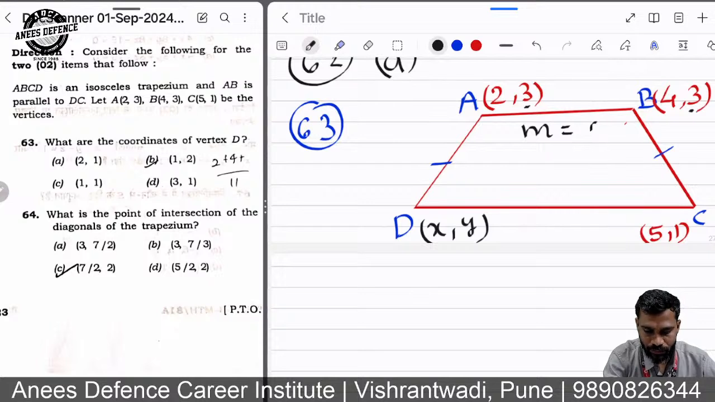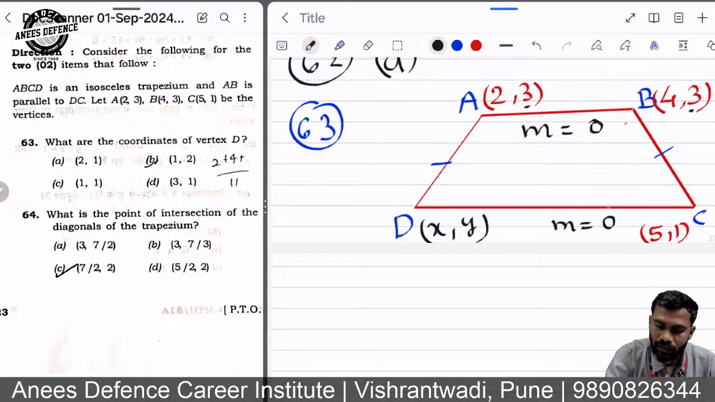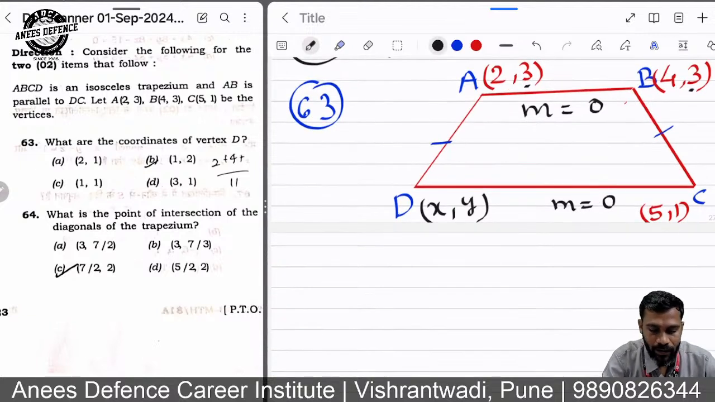M will be 0. If slope is 0, so the slope of AB is 0. So slope of DC will be 0 as well, right? Because both are parallel. Now, since slope is 0, we can easily find out the equation. So how can we find out the equation here? We can find out the equation of DC, right?